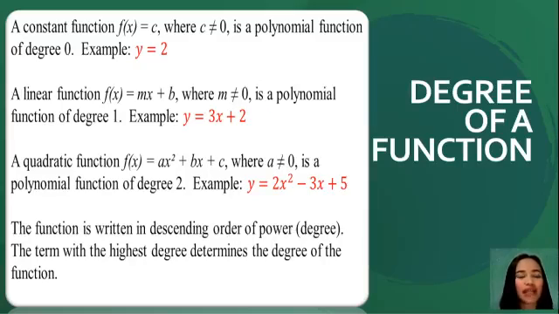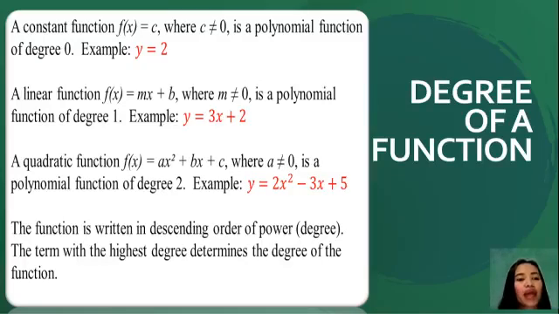Second, we have the linear function wherein we have f of x equals mx plus b, wherein m cannot be equal to 0. So this is a polynomial function of degree 1. In here we have y equals 3x plus 2. For our variable x, we have the exponent 1. That's why the function has a degree of 1.